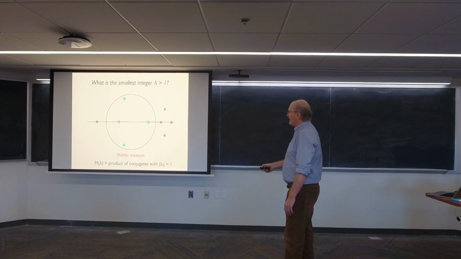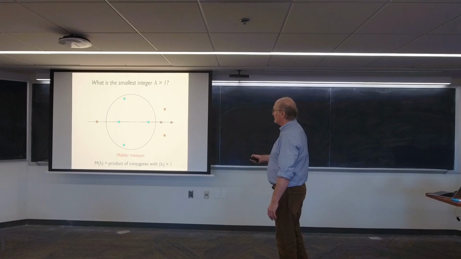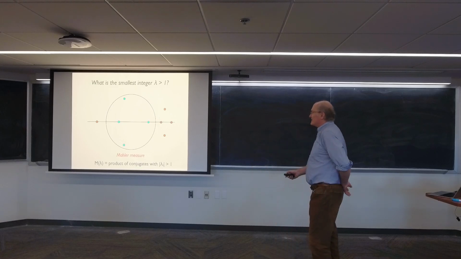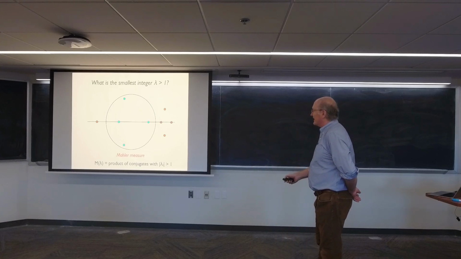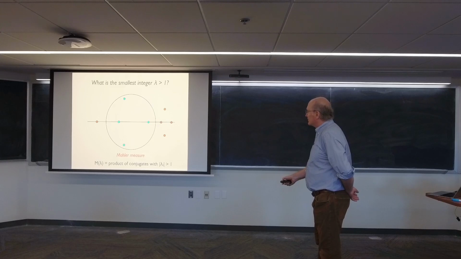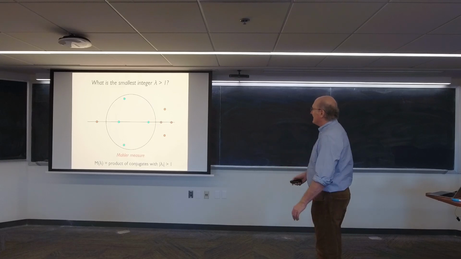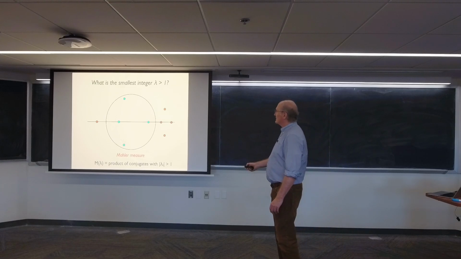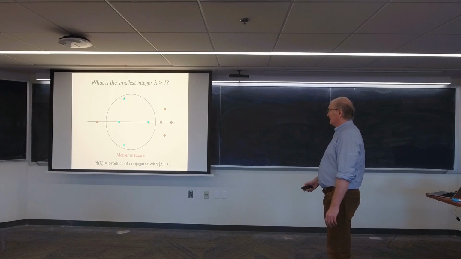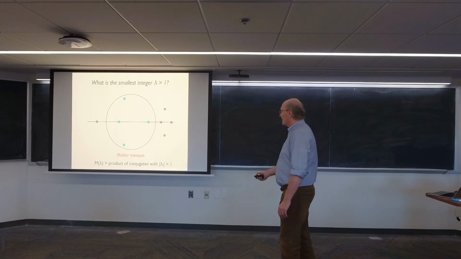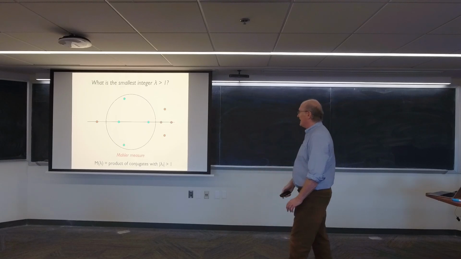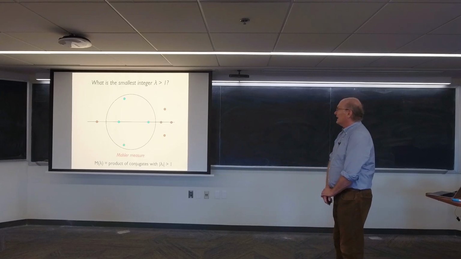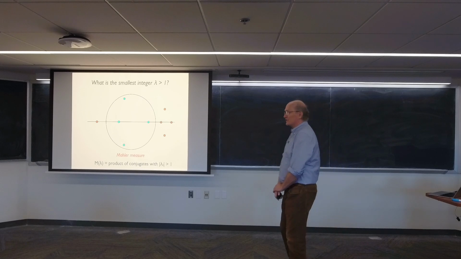And some may lie inside the unit circle, some may lie outside. And a good way to measure the size of an algebraic number is to take the product of the conjugates that are outside the circle. And that will always be a real number because the complex roots will occur in conjugate pairs. And this number is called the Mahler measure of the integer lambda.